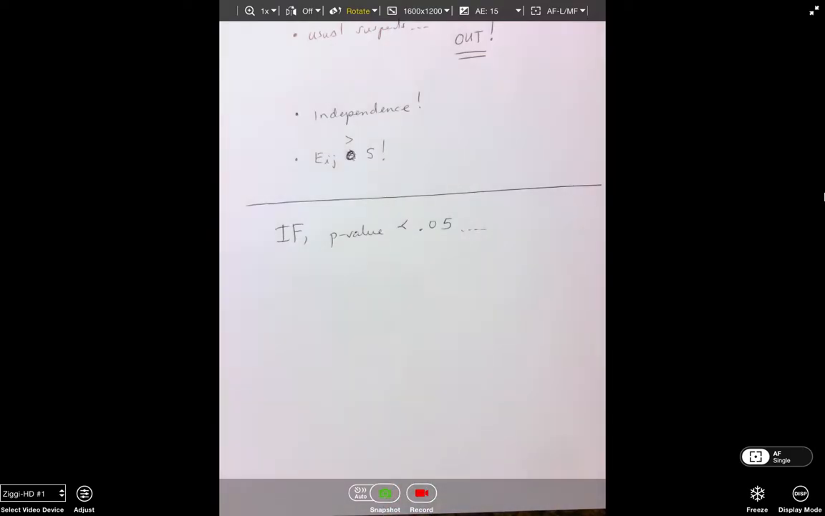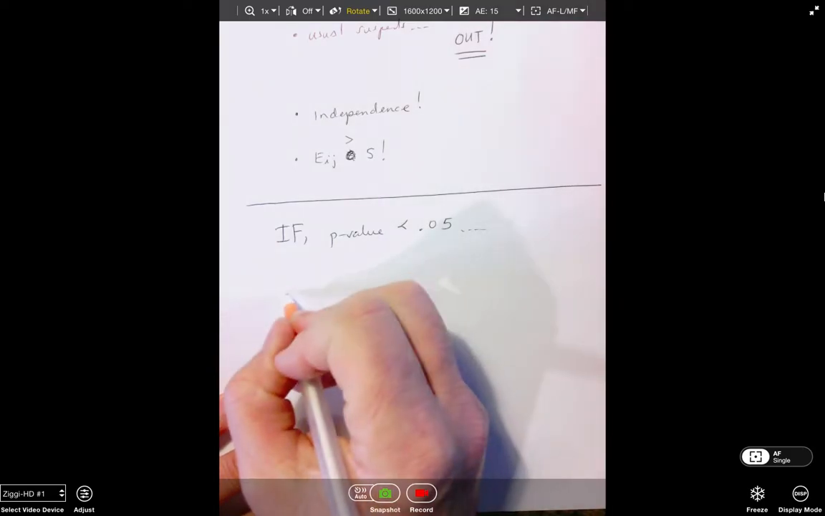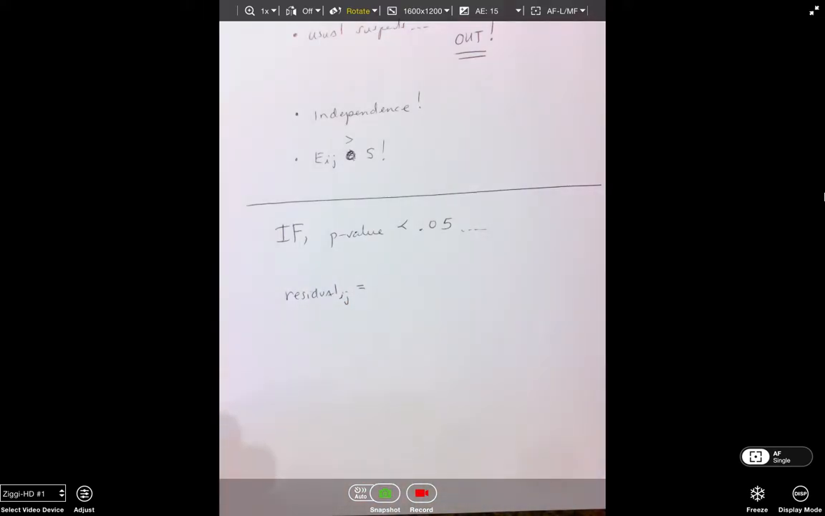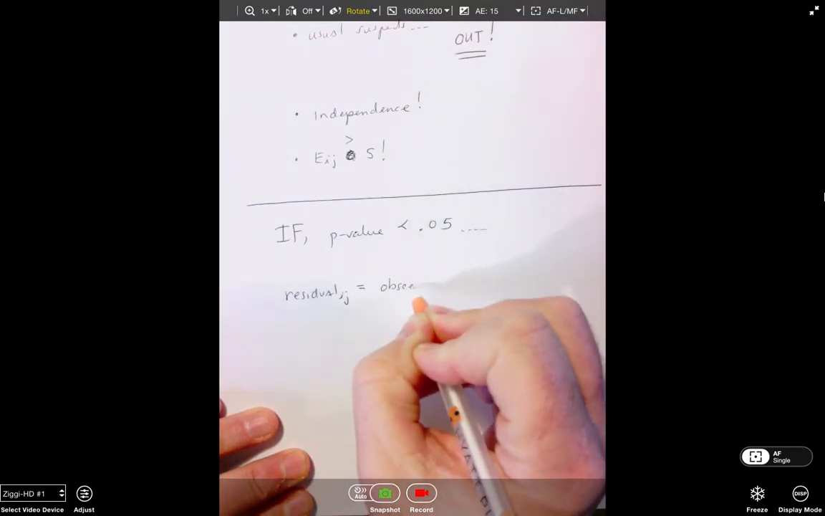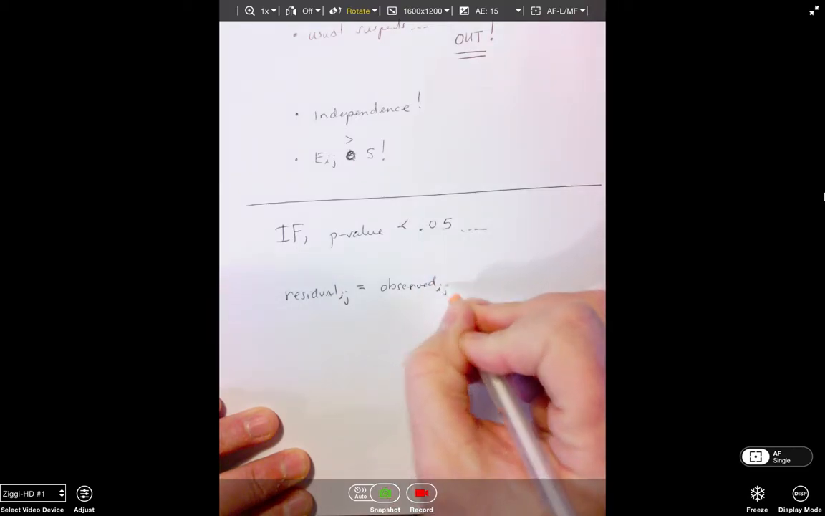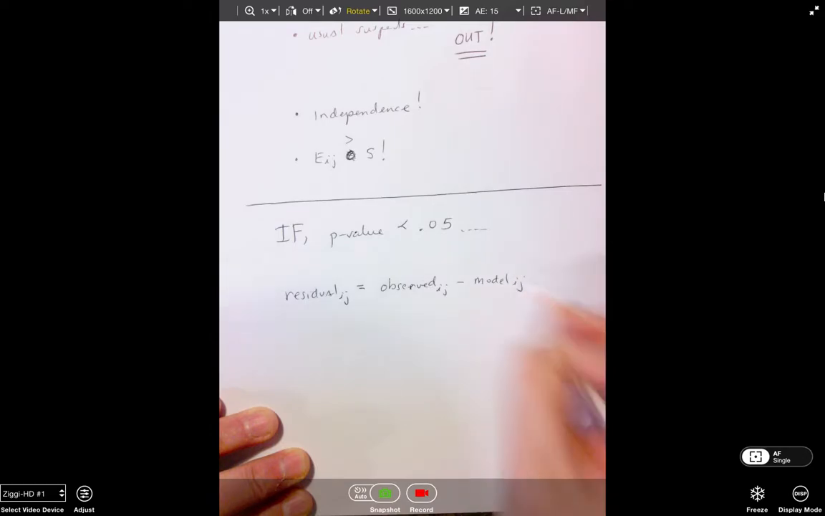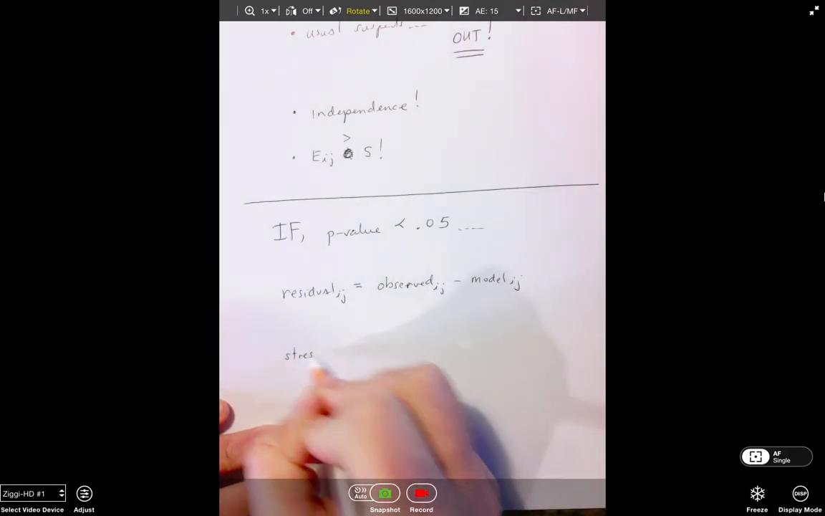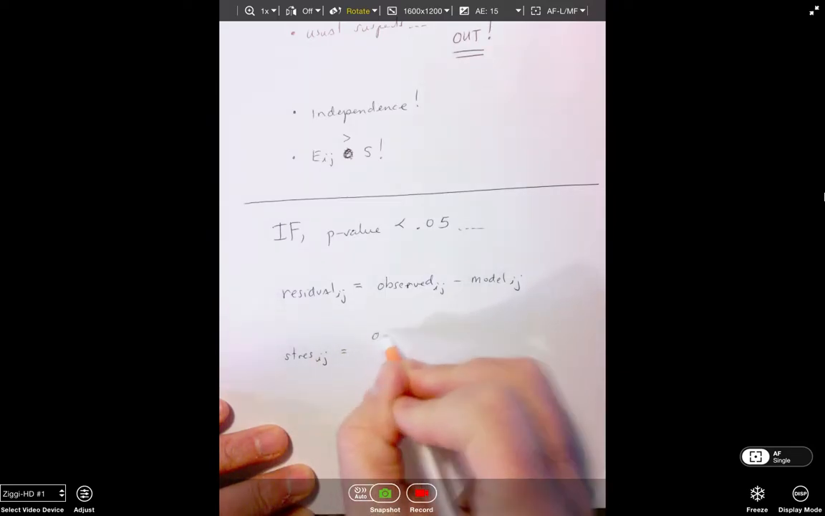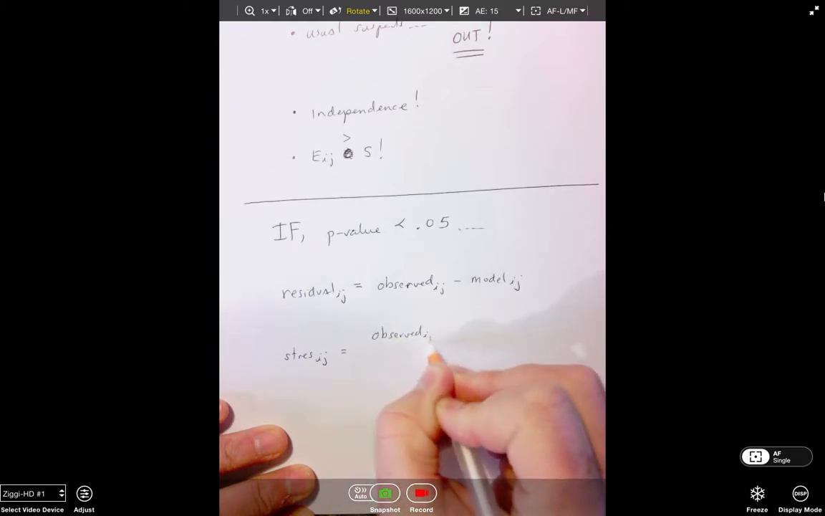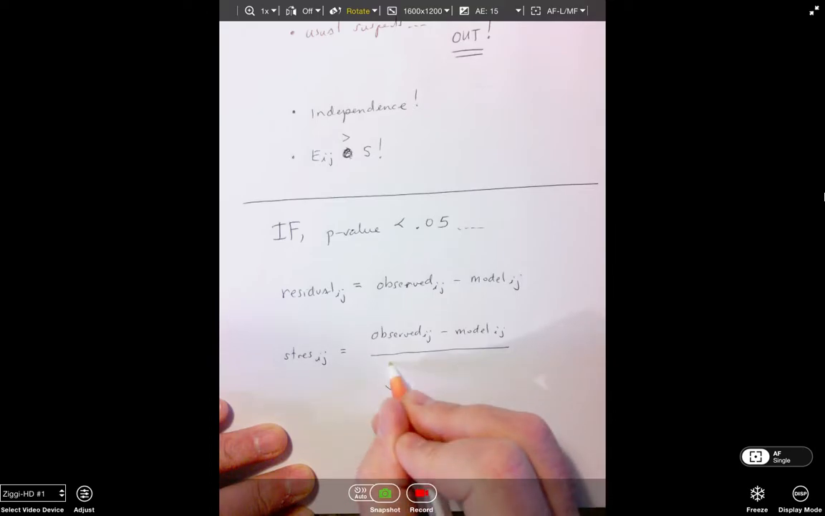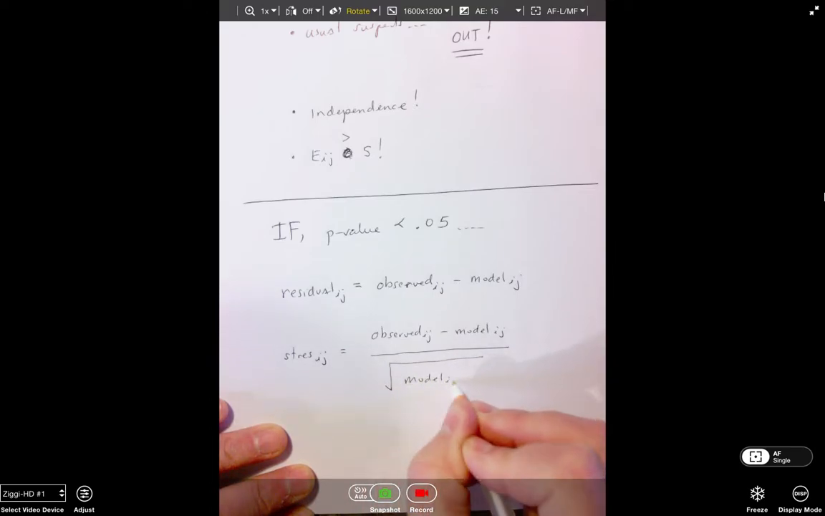File this under what we do if the p-value is less than 0.05. Well, what we do is we want to look at the residual for each cell. And this is just taking the observed cell count minus the model cell count. And just like any other residual that we've encountered, if we want to standardize this residual, we're going to take this and divide out by the standard error.